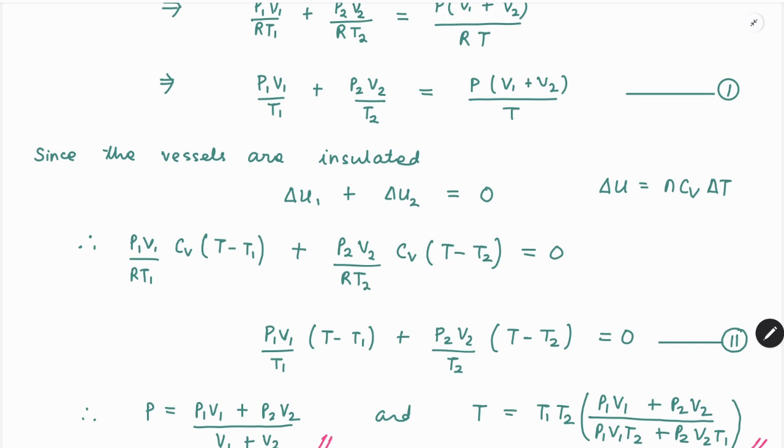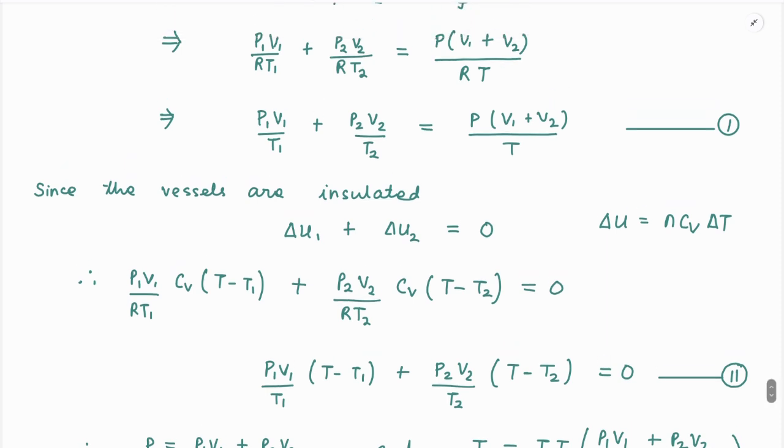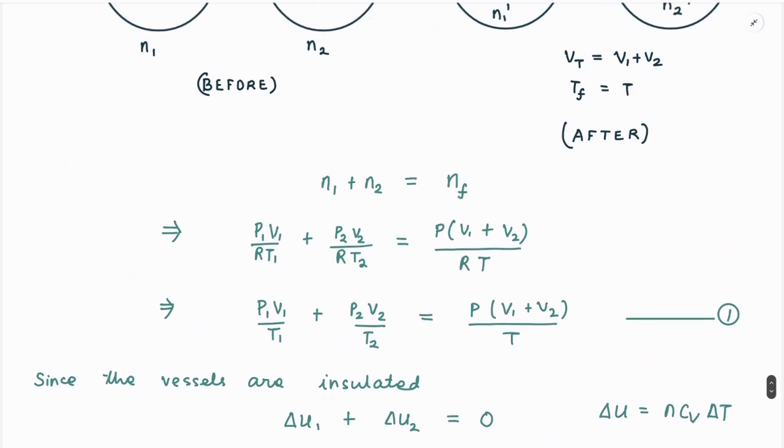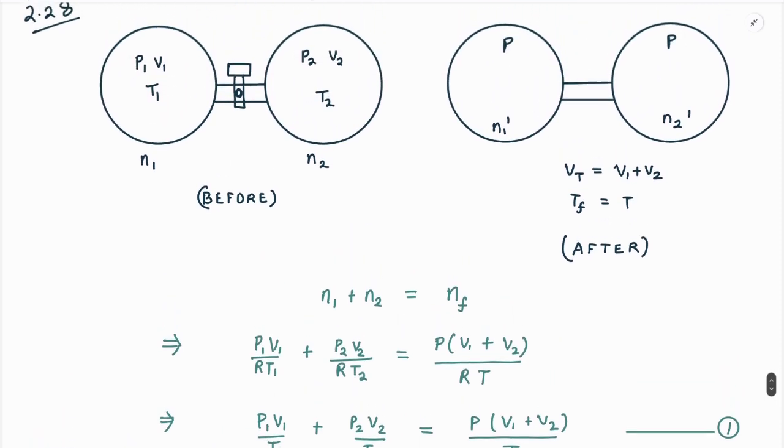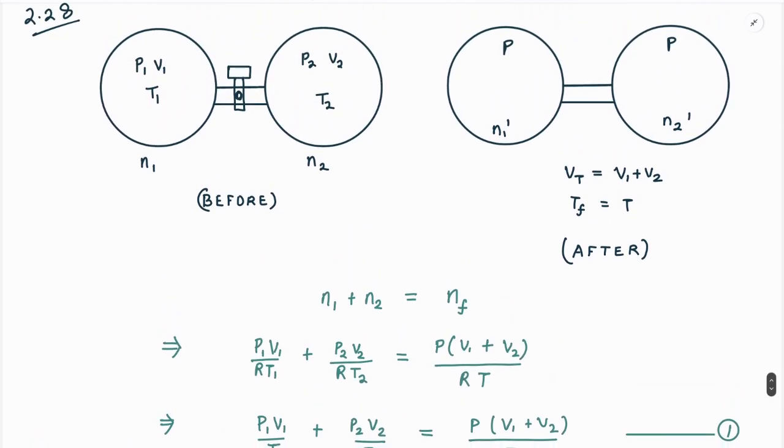So on solving these two equations we reach this point. The two important aspects which we used in the problem are that the vessel is thermally insulated, and since it is a closed system, the total number of moles before and after is going to remain the same. So using these two basic aspects we have solved problem number 2.28.